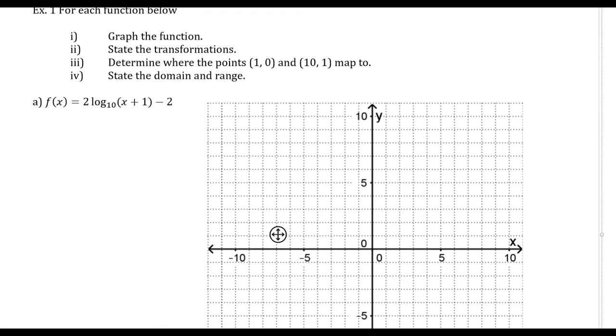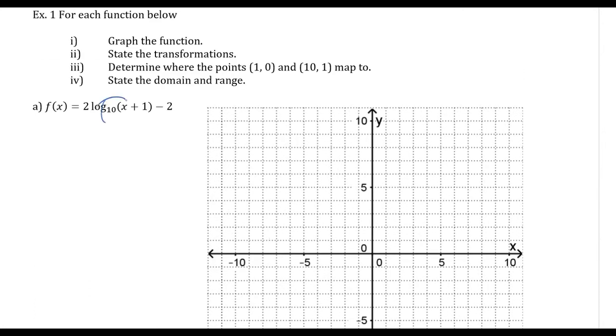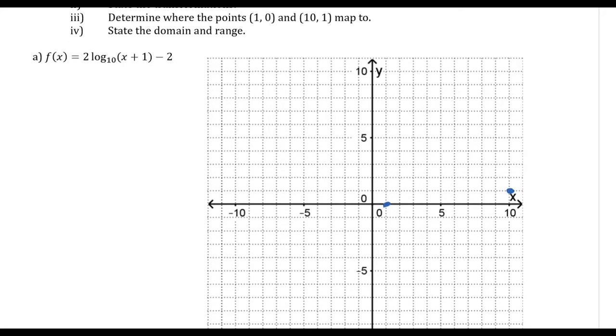So we're going to graph this function. We'll start with the parent function. So we have a relationship. Notice that it is base 10, okay? And so we'll start with that parent function. So 10 to the 0 is 1. And again, remember, we're interchanging our input-output. So that's my point there. And then 10 to the 1 is 10. So there's my other point.